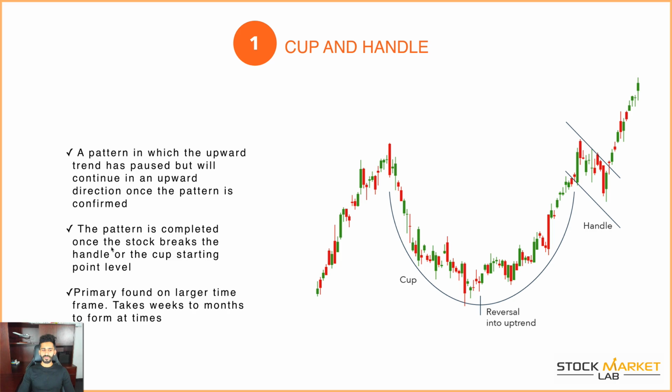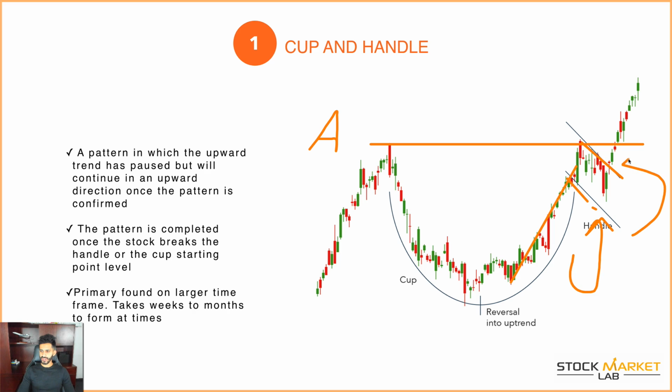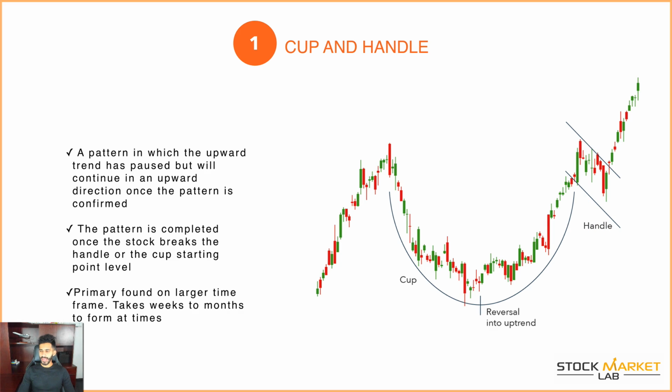The pattern is completed once the stock breaks the handle or the cup starting point level. So this pattern is completed if or when the stock can either A, break this point, or B, once it formulates the handle, which looks very similar to a flag-like pattern. You can see it makes a huge move up, takes a break, and you can either take the trade right there or once it breaks this high, whatever happens, right? That is the cup and handle pattern.